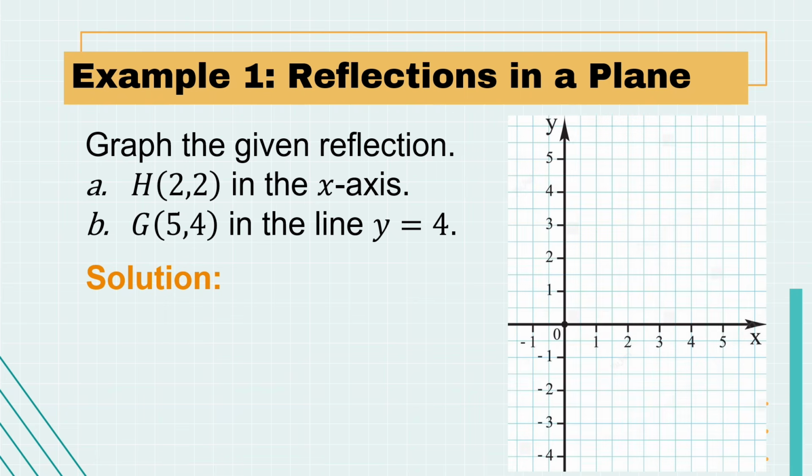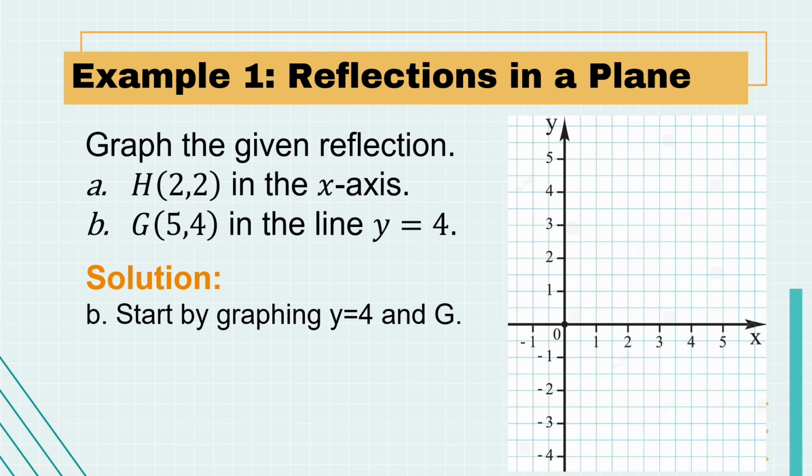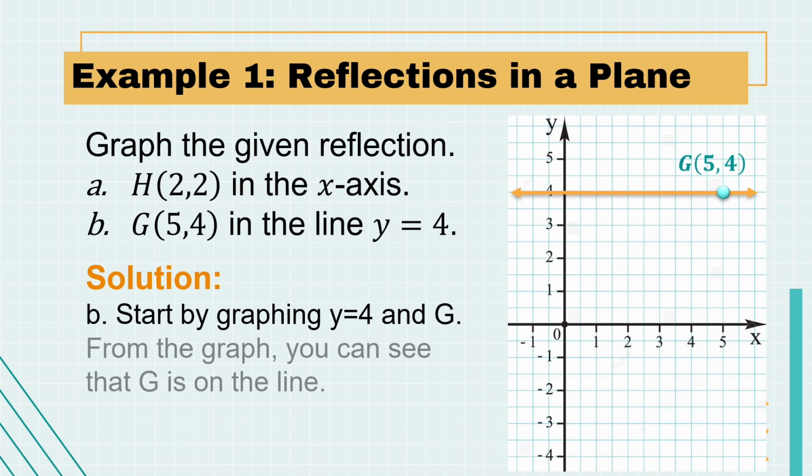For part B, point G is reflected in the line y equals 4. First, we graph the line y equals 4. This is a horizontal line. Then we plot point G. From the graph, we can see that point G is already on the line y equals 4.